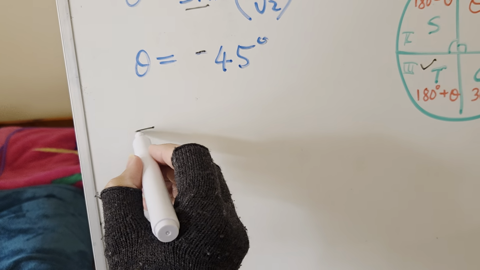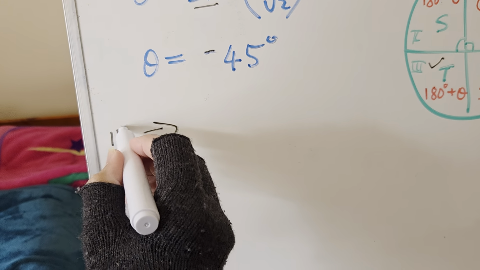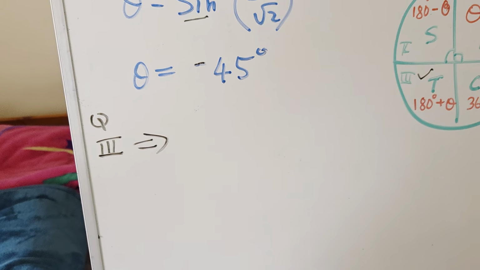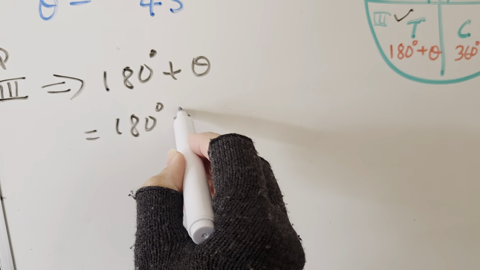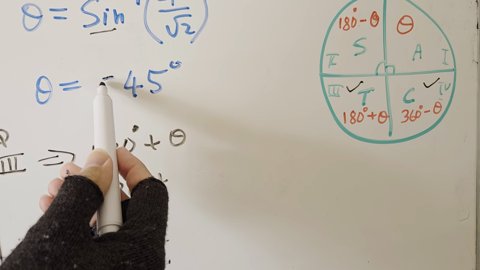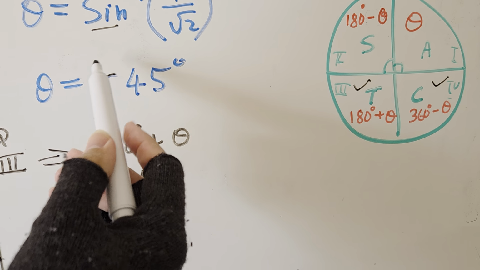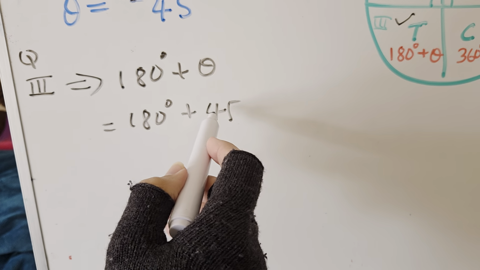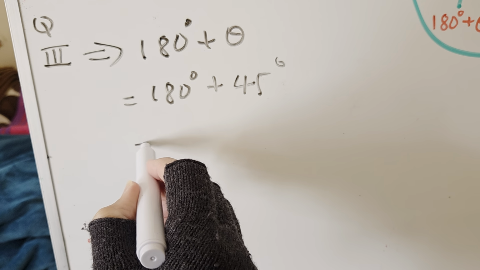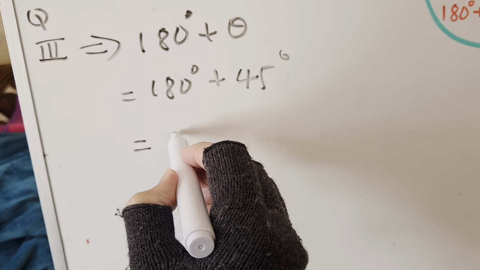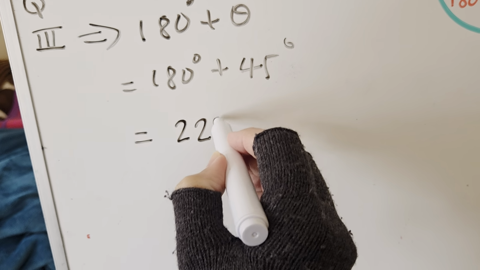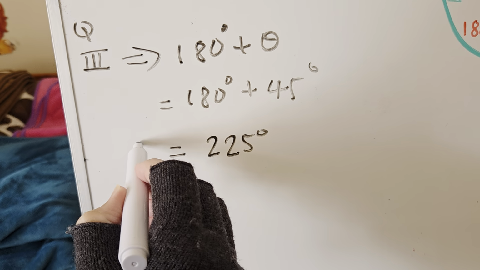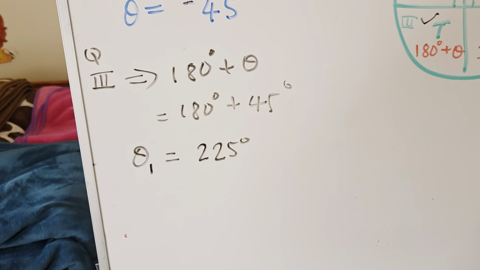So our first answer will be in quadrant number 3, where the formula is 180 degrees plus theta. So that is equal to 180 degrees plus, but you drop the negative sign. Don't use negative, just put 45. It's very important. Don't use a negative, just use 45 degrees. So 180 degrees plus 45 degrees, you get 225 degrees. So that's your first answer, theta 1.